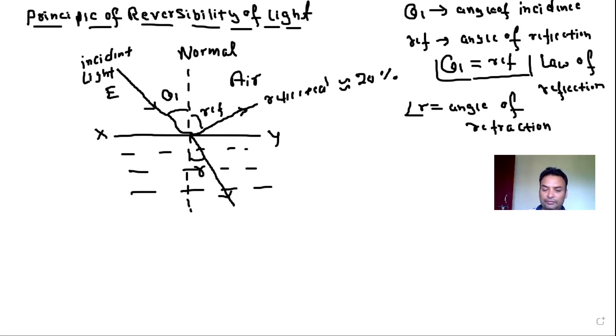Now, if I place a plane mirror over here, what will happen? The light will fall at an angle of 90 degrees over here, okay? Or we can say the light will fall at an angle of 0 degrees with the normal to the mirror.